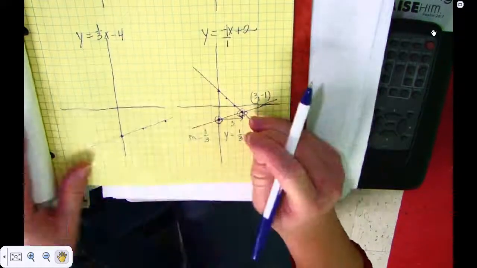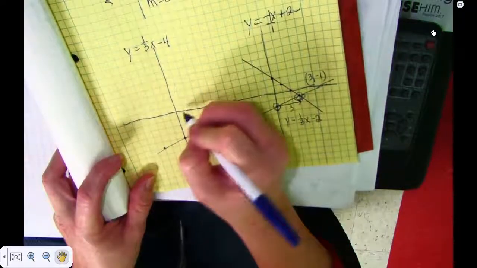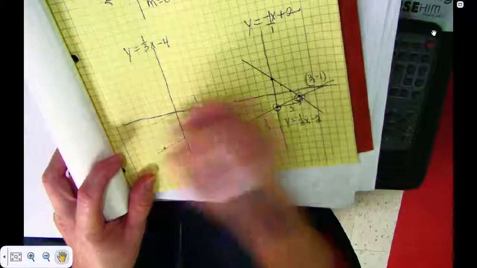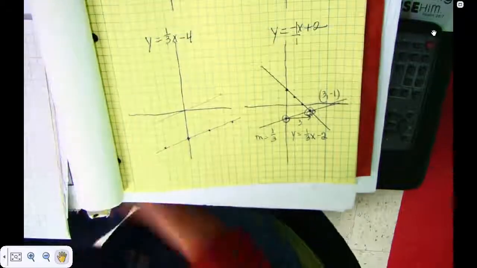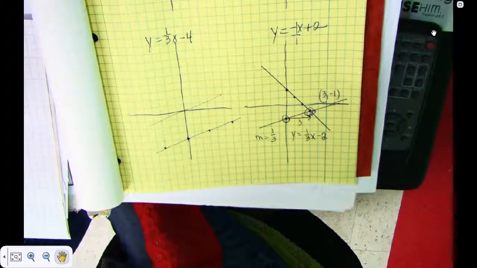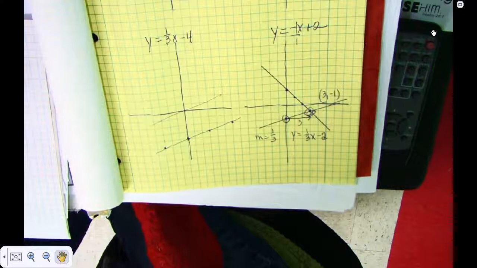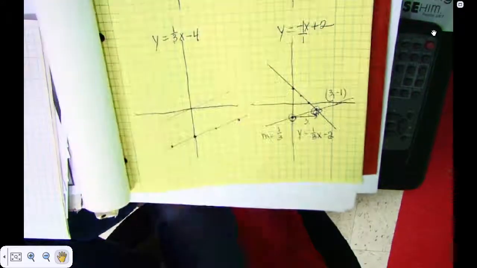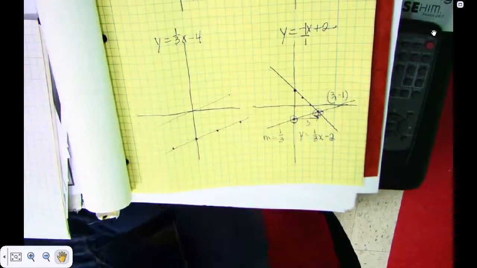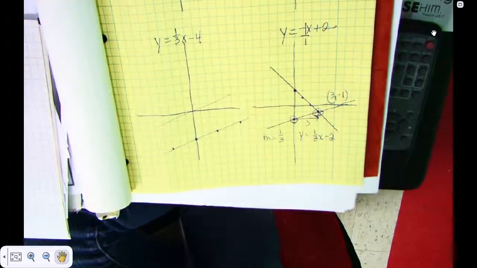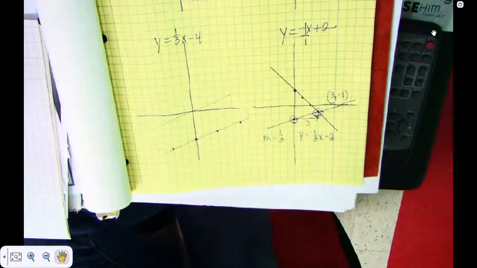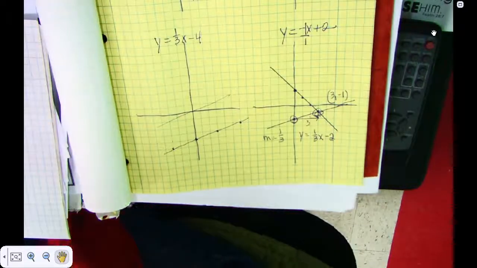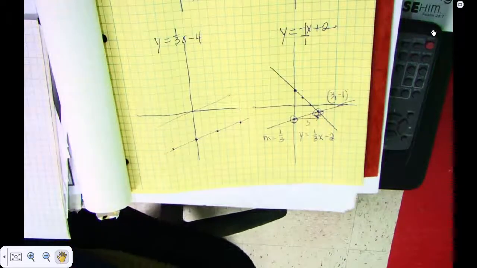Okay? What if you had two parallel lines? It'd be no solution, not undefined. It's no solution. There's no solution. There's no point that'll fit both of those. That'll work for both of those equations. Okay, are there any questions? Let me see if I covered everything.